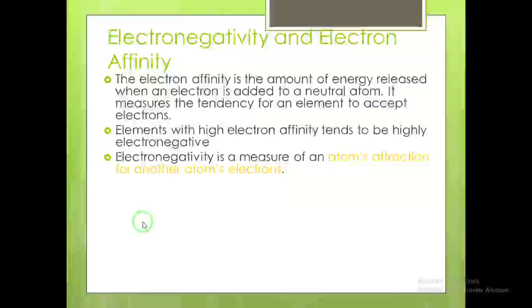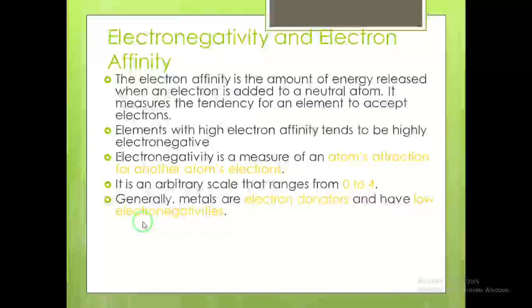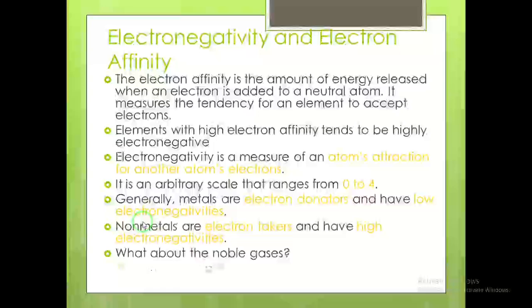So electronegativity itself is a measure of an atom's attraction for another atom's electron. It wants to take another atom's electron. So you can rate it from 0 to 4. And generally metals, like we said, an element that has a strong metallic character, has a low electronegativity. Non-metals that have a low metallic character have high electronegativity, and we say they have a high electron affinity. What about the noble gases?